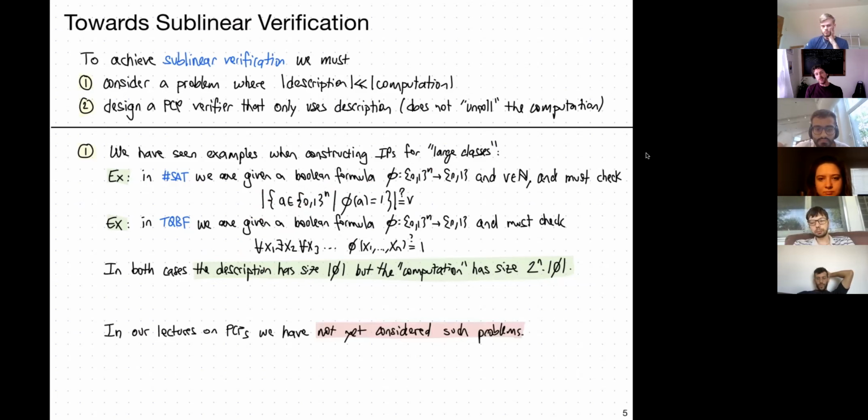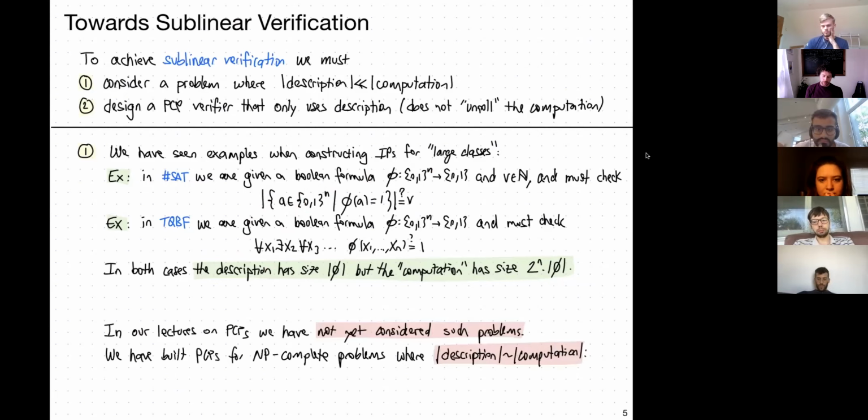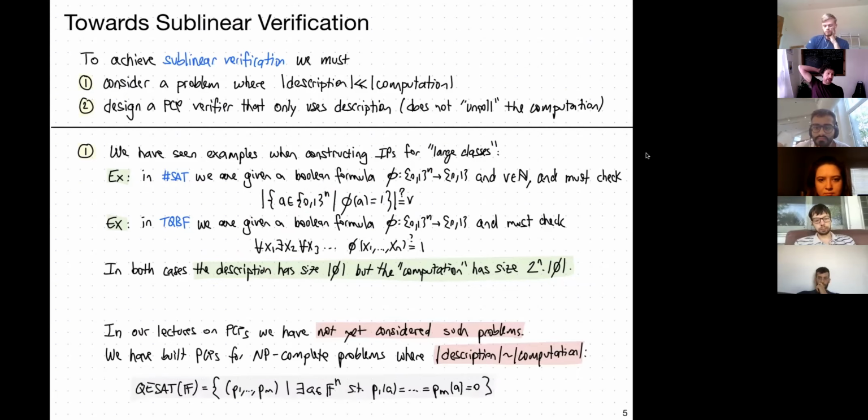And when we looked at PCPs, I wanted to make the contrast. Then we looked at very different types of problems, right? We looked at problems where the computation is roughly the size of the description. So what do I mean by that? When we dealt with quadratic equations, what did we say? We had these m different polynomials for which we wanted to check a satisfying assignment.